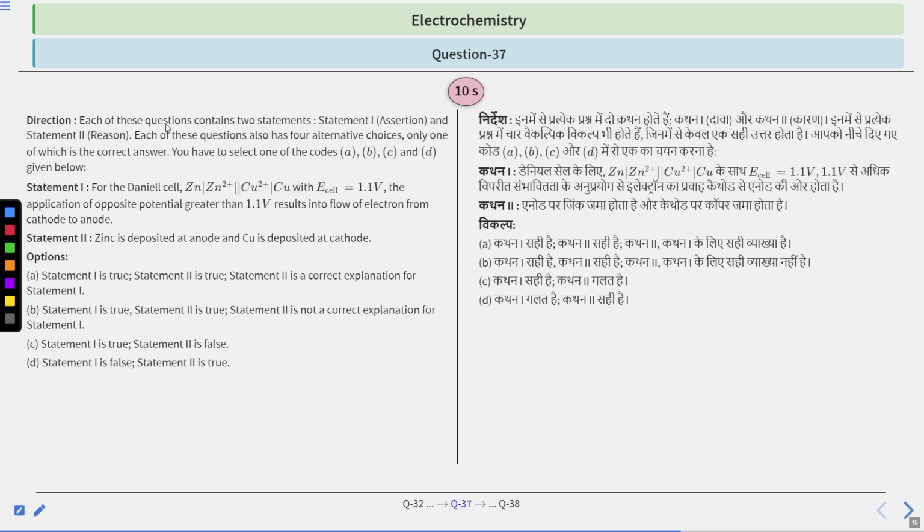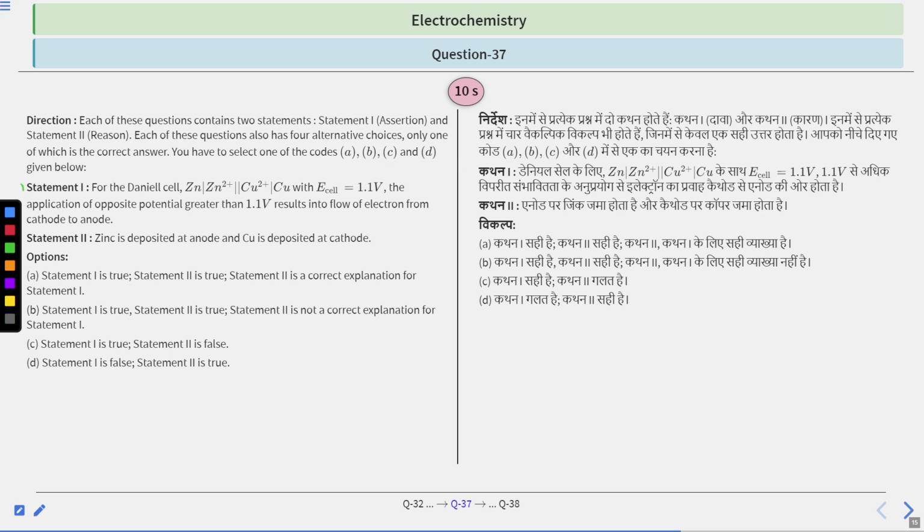Direction. Each of these questions contains two statements: Statement 1 is the assertion and Statement 2 is the reason. Each question also has 4 alternative choices, only one of which is the correct answer. You have to select one of the codes from A, B, C and D given below.